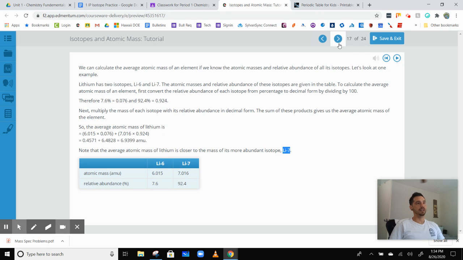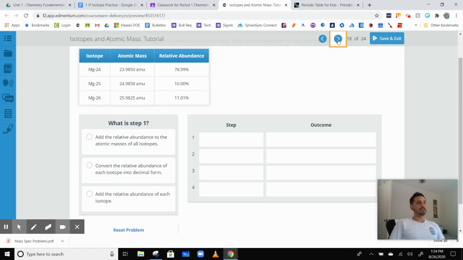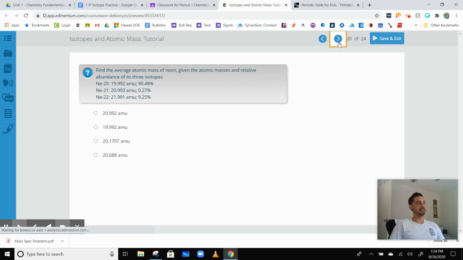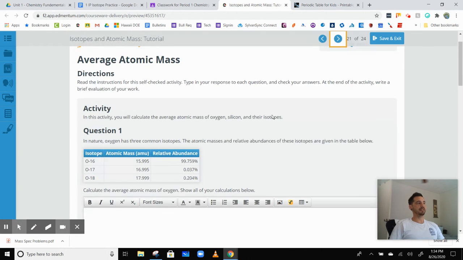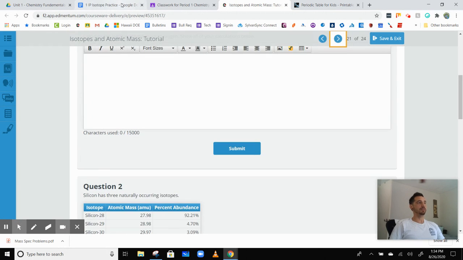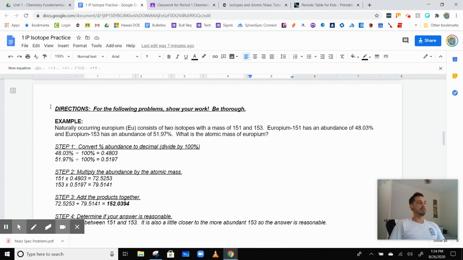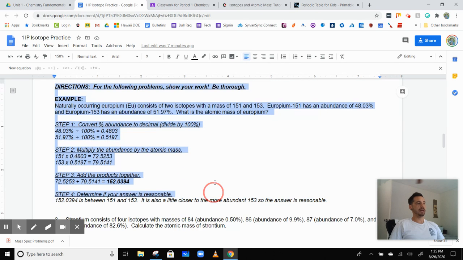So, okay, what else here? You can work on this if you feel like it. Again, you can work on that. That's more questions. There's a whole bunch of questions here. Don't worry about this lesson activity because you'll be doing it in the worksheet here, so you can skip over that. I have another example here for you to follow along with on how to find the average atomic mass. So step 1, 2, 3, and 4.